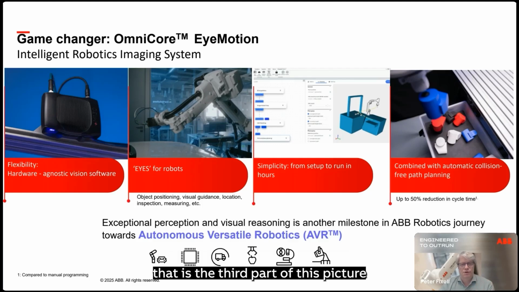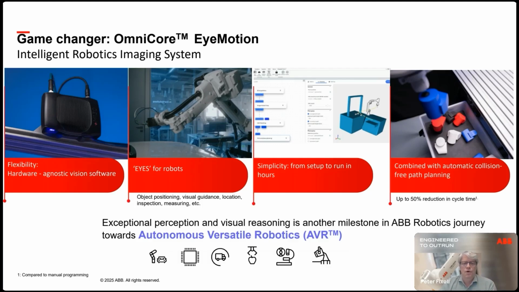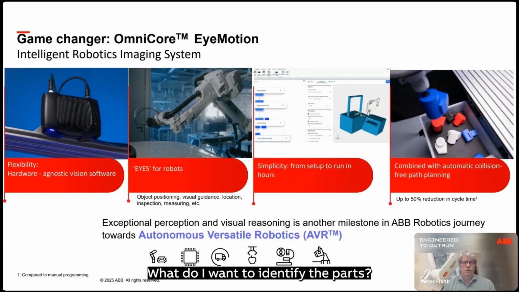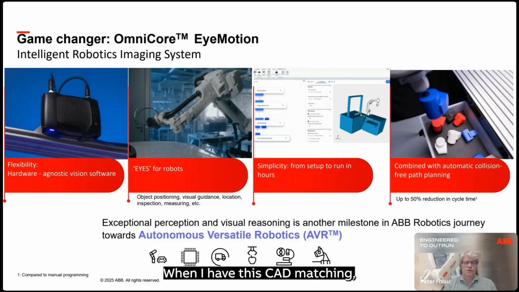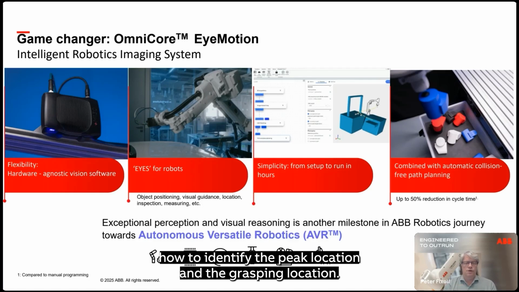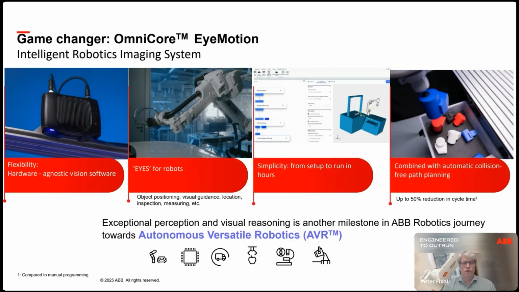So that is a third part of this picture, where you with blocks can identify what do I want to do? What do I want to identify the part? So am I using a CAD model and CAD matching? And when I have this CAD matching, how do I identify the pick location and the grasping location? And you elaborate the skills in each and one of those blocks.